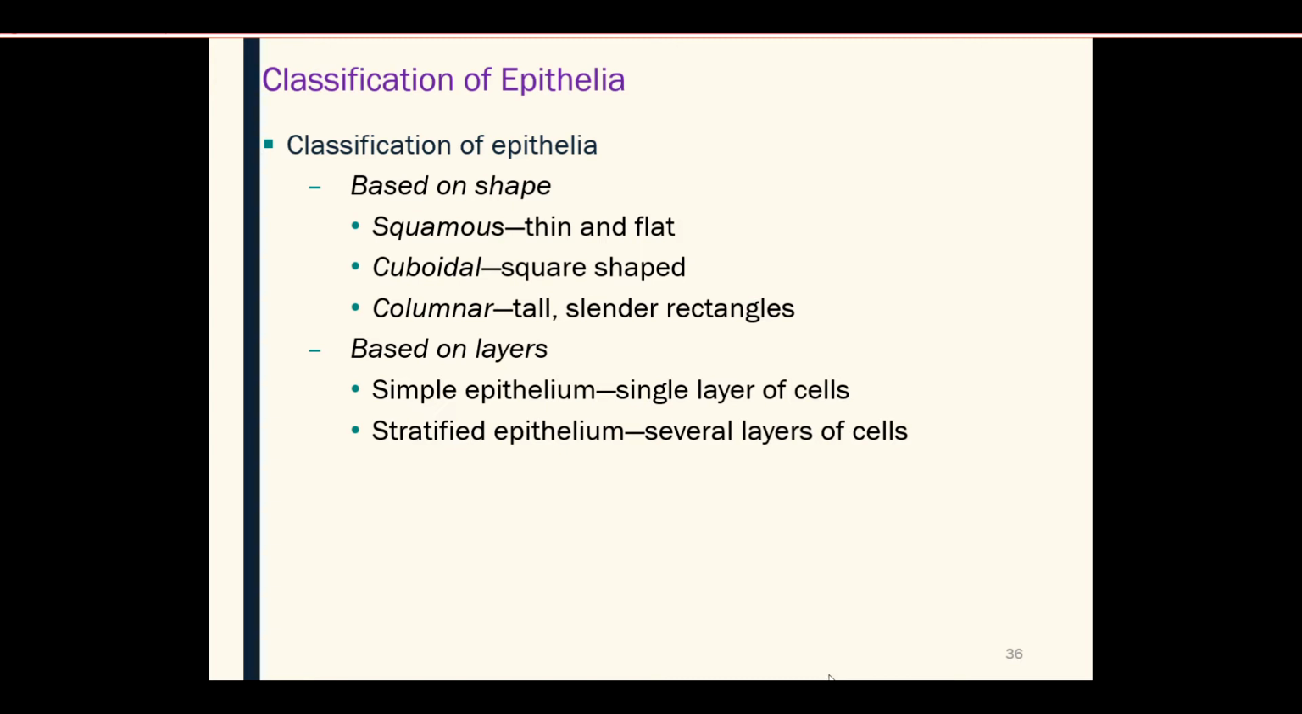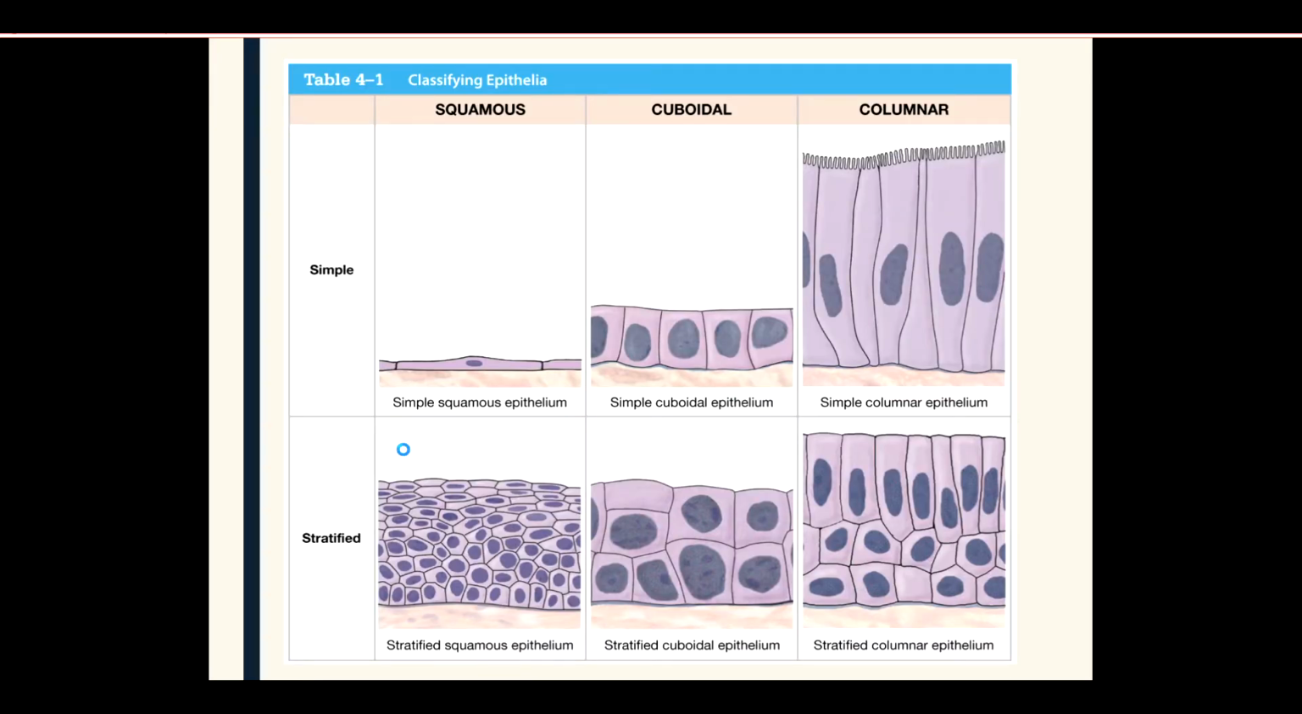If there is just a single row of cells, just a single layer of cells sitting on a basement membrane, we're going to classify that as simple epithelium. Anytime there are two or more rows or layers of cells, you're going to call that stratified. So let's go to one of these tables here that's pretty good.